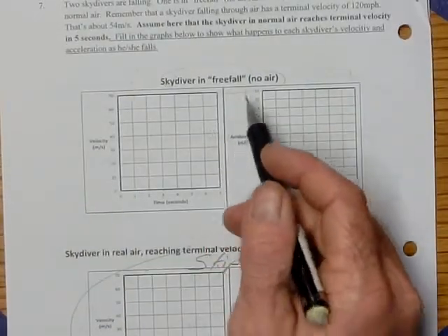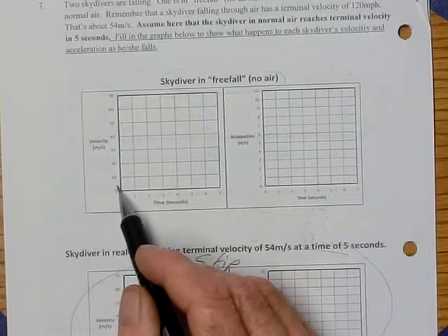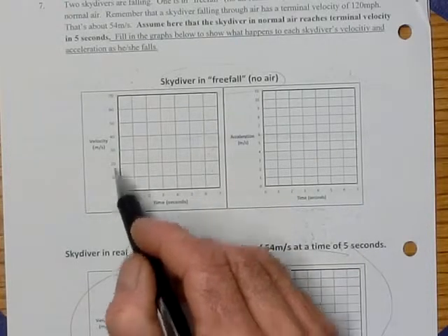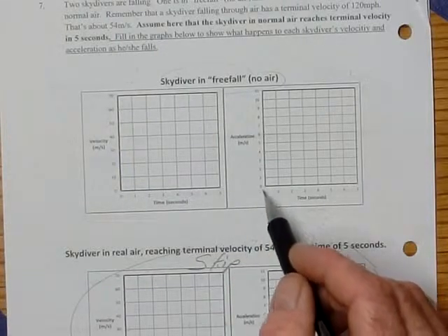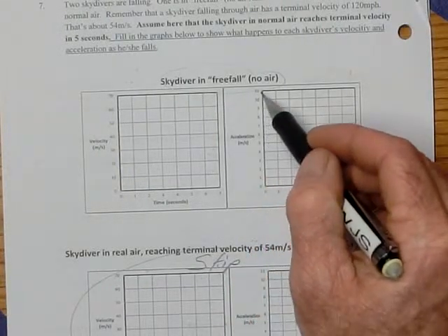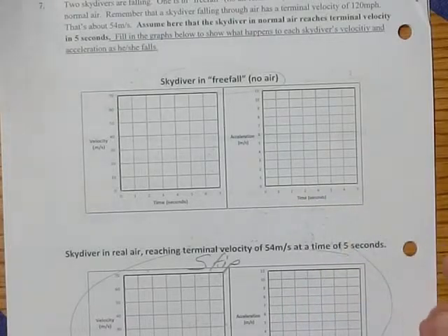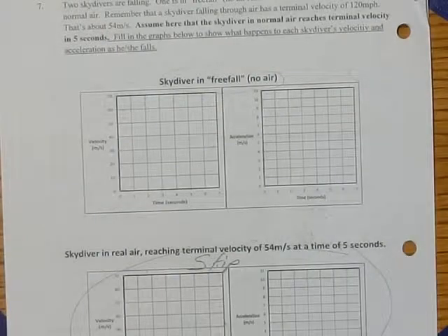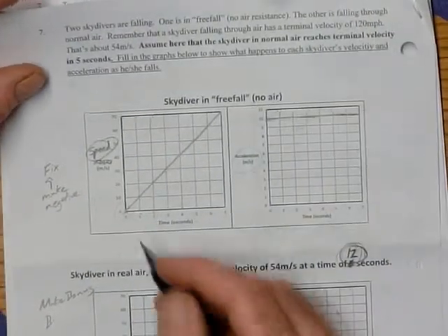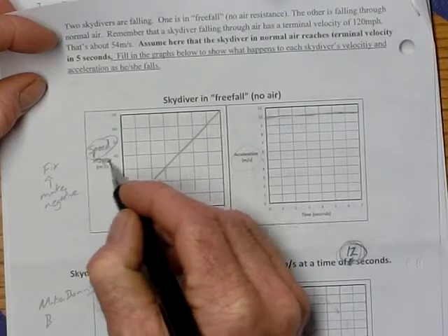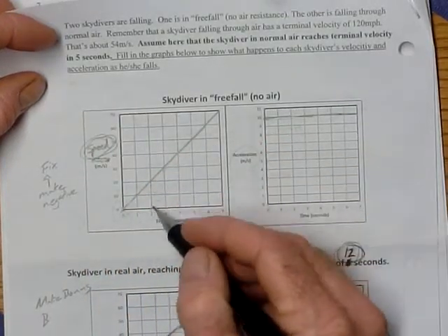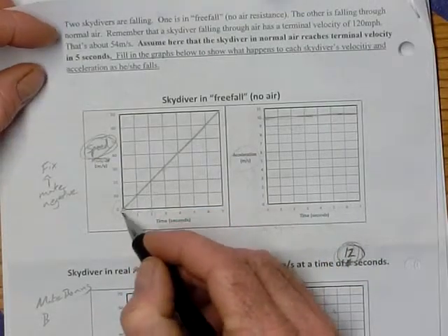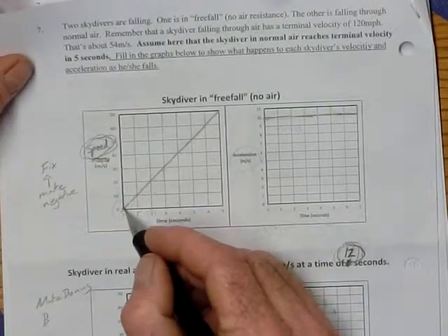For the one in free fall, I've got velocity on this graph going from 0 to 70, and time going from 0 to 7, and acceleration from 0 to 11, and time there. What I should have done, let me show you what I said the answer was, but it's kind of iffy. So if I change this velocity to speed, then this graph is okay.